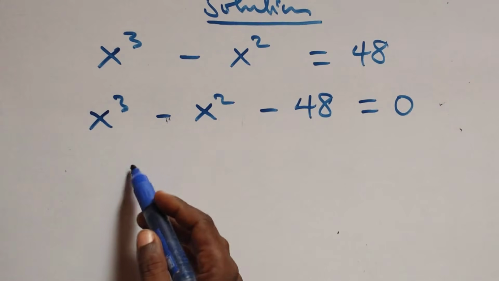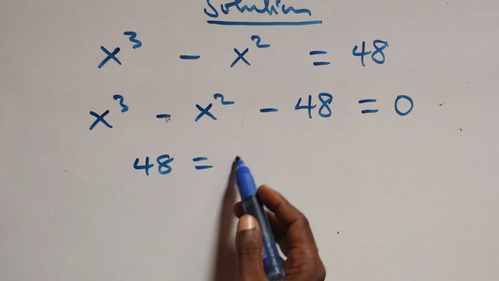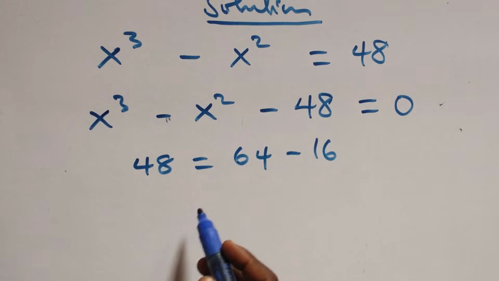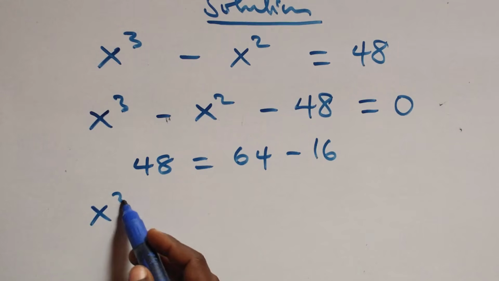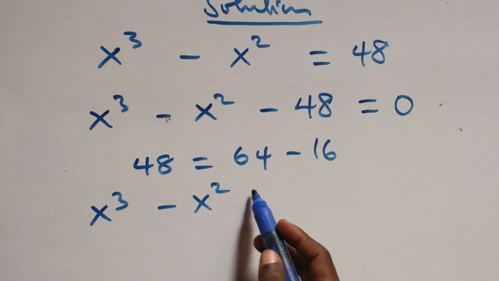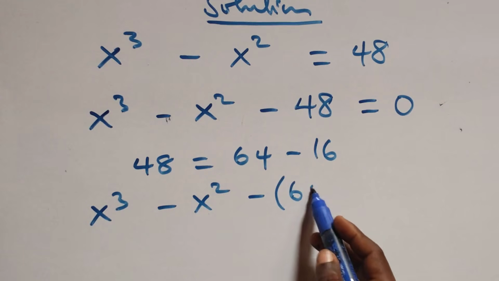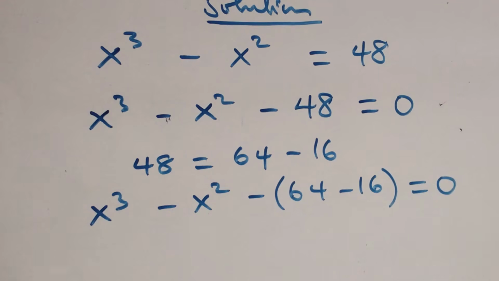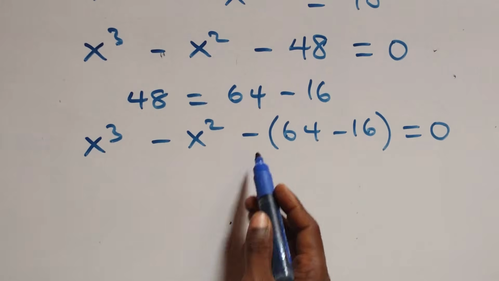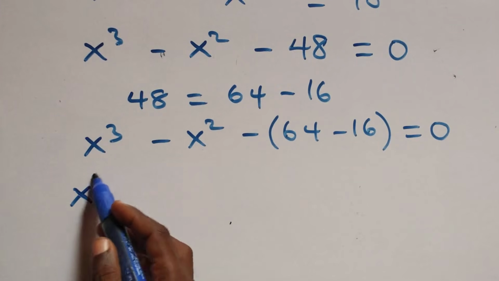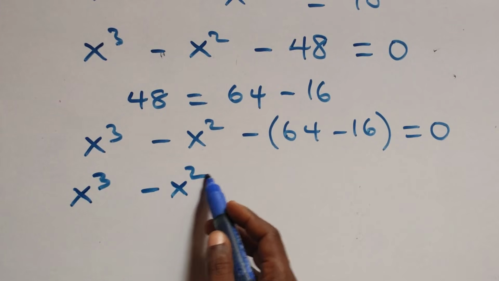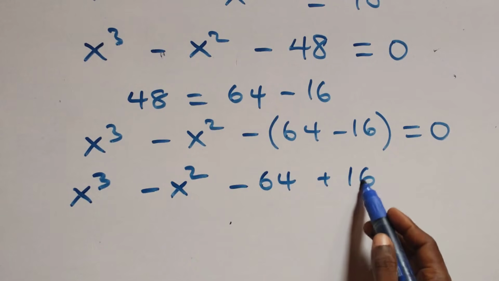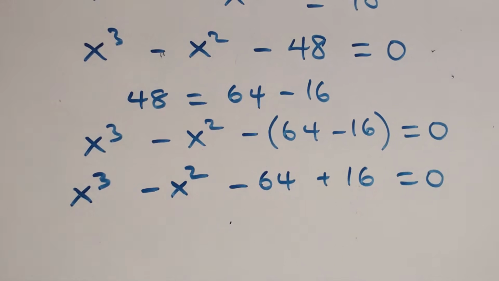The next step here, we can express 48 as 64 minus 16. Then what we have here becomes x raised to power 3 minus x raised to power 2 minus into bracket 64 minus 16, this bracket, equals to 0 here. Opening this bracket, we have x raised to power 3 minus x raised to power 2 minus 64 then plus 16 equals to 0 here.